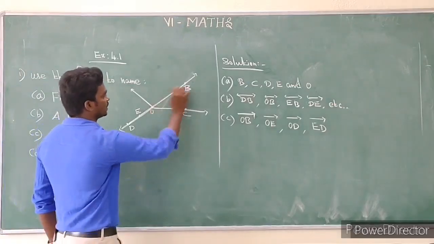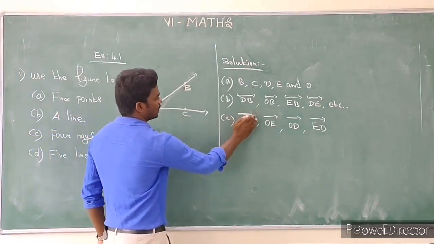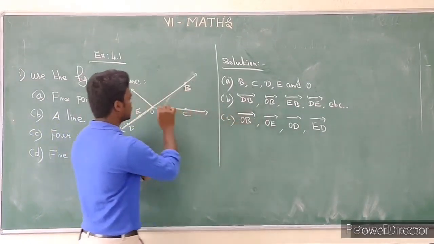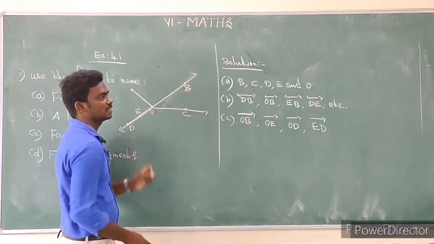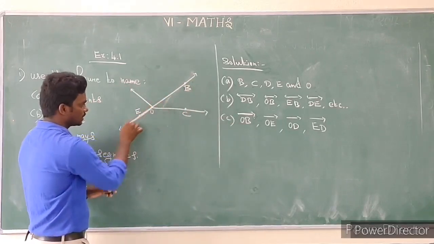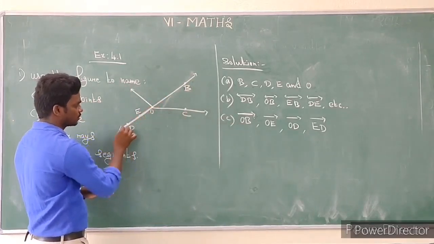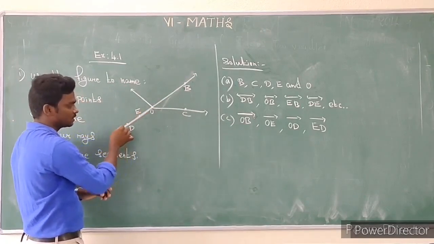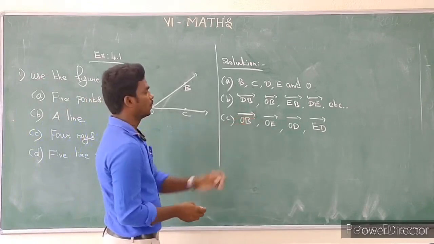So OB is a ray. We can write OB with the ray symbol, which means the starting point is O and it goes endlessly in the direction of B. So OB is a ray. OE is also a ray. Next OD, which is also going in one direction. Next ED, the starting point is E and it goes in the direction of D. So these are the 4 rays.